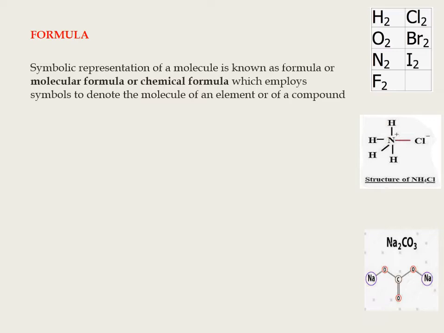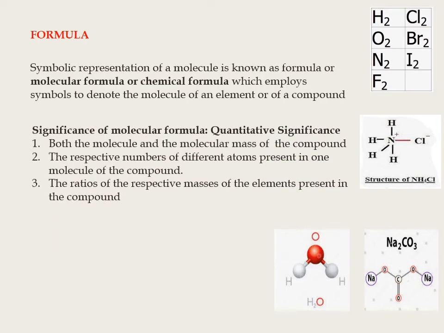H2O represents 2 molecules of water, that is dihydrogen oxide. Each molecule contains 2 atoms of hydrogen and 1 atom of oxygen. By looking at the formula, we understand the ratio in which different atoms are united to form the molecules. Let's understand the significance of molecular formula.